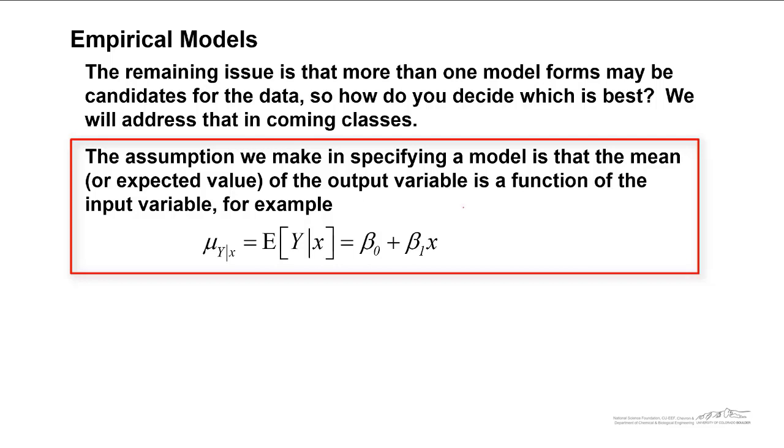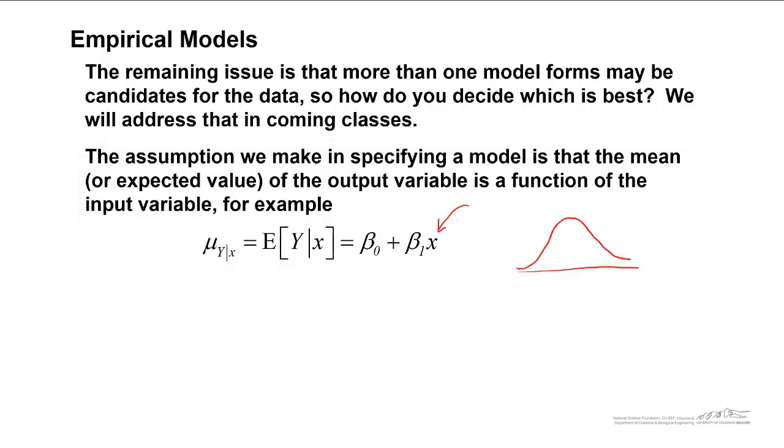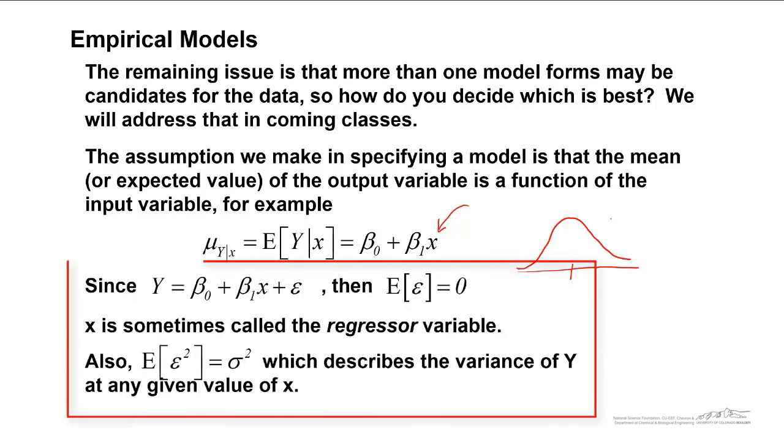That doesn't mean every time you put in the same value of x, you're going to get the same output. But if you were to look at the probability density function, it's going to be normally distributed about some value that depends upon the value of x that you put into this model. Since y equals beta naught plus beta 1 x plus some error term, epsilon, the expected value of epsilon is going to be 0. Epsilon is going to be a normally distributed variable centered about 0. X is sometimes called the regressor variable. The expected value of epsilon squared is the variance, sigma squared, which describes the variance of y at any given value of x.